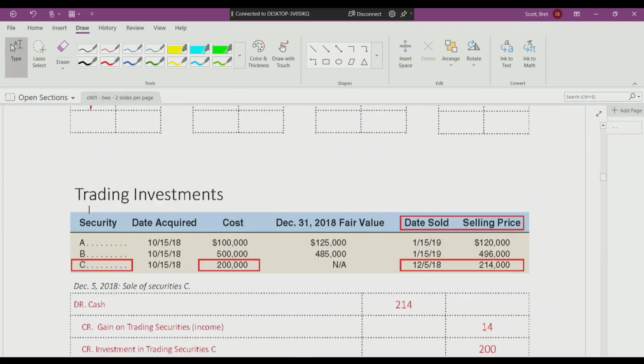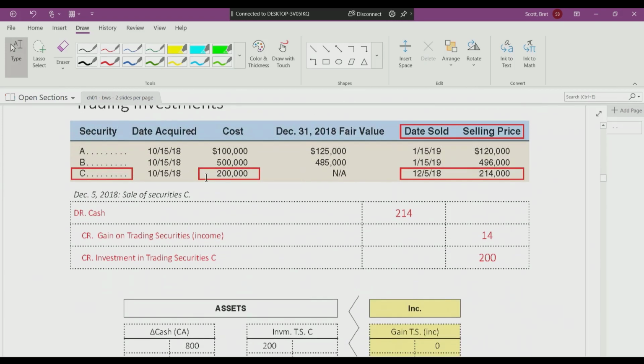Now, moving on, the next event was a sale of Security C. And so what I do in this case is I say I got cash of 214 up above. So debit cash. I love debits. Debits, debits, debits. I'm going to, and I recommend doing this next, record what you know: got cash, then we got rid of the investment, trading security C. Its cost basis was 200.